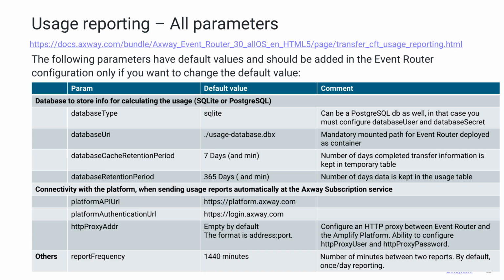You may configure more options if you want to customize the default behavior. Event Router uses a database for storing data for usage counting. There is some retention configuration for storing the data used for calculating the usage. The cache retention for completed transfers is set to 7 days and usage history is kept by default for 365 days. Optionally, you can configure an HTTP proxy through which the event router connects to send reports to the Amplify platform.